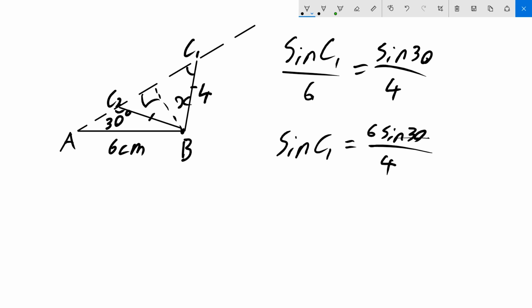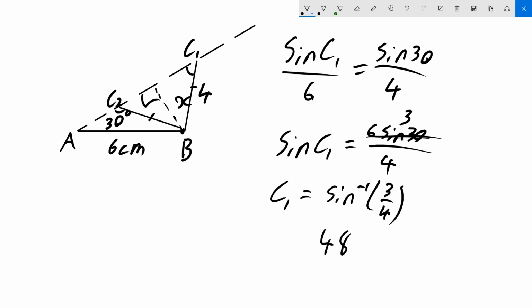We already worked out this is 3 up here. 3 over 4. C1 is the inverse sine of 3 over 4. And that comes out to 48.59 degrees. And that's C1. If we look at our triangle here, this is not an acute angle. This is nowhere near 48.59 degrees. Like I said before, we found C1, which is not what we wanted. We wanted C2. So how do we use this to work out what that is?